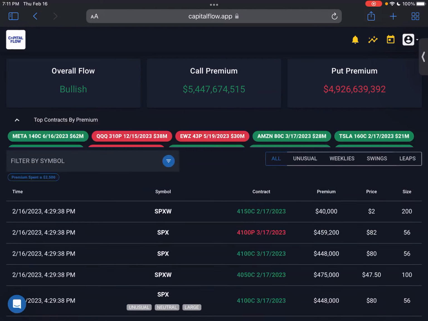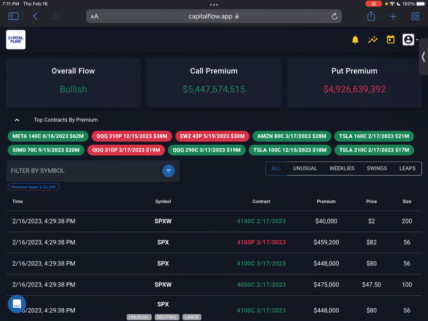And then it goes in order, literally from top to bottom. It depends on a given day. You might see 10 on here. Some days you might see more. You might see 15. You might see 20. It's going to vary from day to day, right? But we have some Meta calls. You see we got QQQ puts, EWZ puts, Amazon calls, Tesla calls, etc.